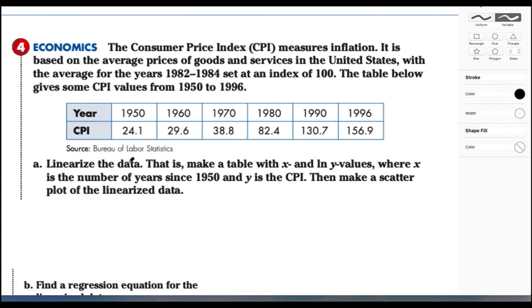Desmos, but here it says linearize the data. And in this case, that is make a table with x and natural log of y values, where x is the number of years since 1950, and y is the CPI. So what we're going to do is take the natural log of each of these as our y values. And then for the x values, we're going to use years since 1950. So that would be 0, 10, 20, 30, 40, and 50. So let's go ahead and put that in Desmos.